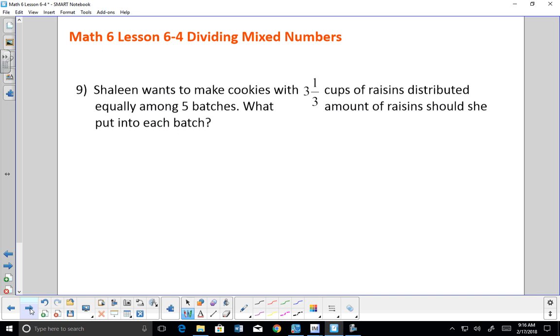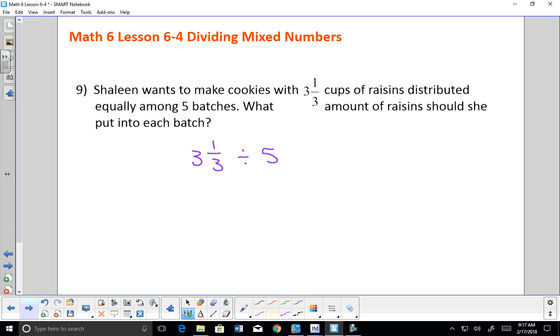She doesn't want to accidentally have, oh, look, the first 3 batches have lots of raisins, and batch 4 has a few raisins, and batch 5 has no raisins. She wants them equally distributed. So she needs to take her 5 batches of cookies and make sure that those 3 1/3 cups is equally distributed. So she needs to know how to divide 3 1/3 by 5. She needs to take the amount of raisins she has and divide it by the number of batches she wants to make, so she knows how many raisins to put in each batch.